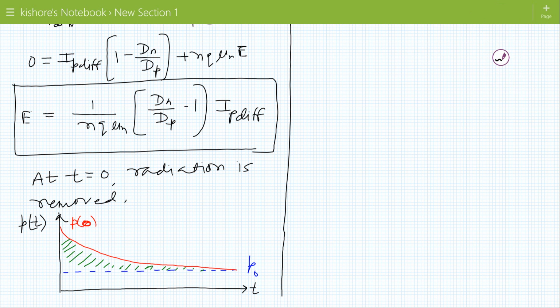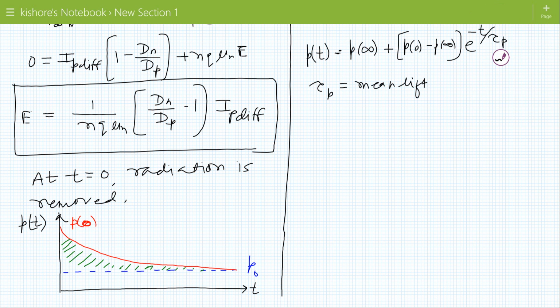So we can write the expression for concentration of holes with respect to time, that is again P infinity plus P0 minus P infinity e to the power minus t by tau P, where tau P is the mean lifetime of holes, and the diffusion length, diffusion constant and mean lifetime are related by this expression: LP is root over D P into tau P.